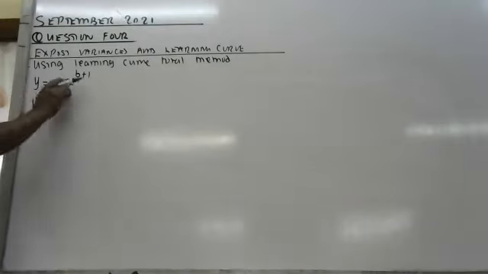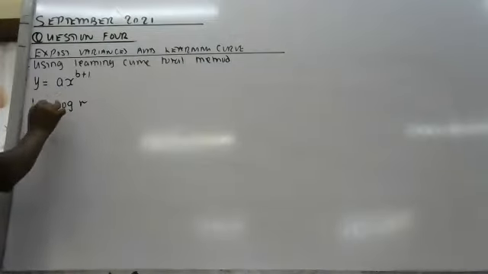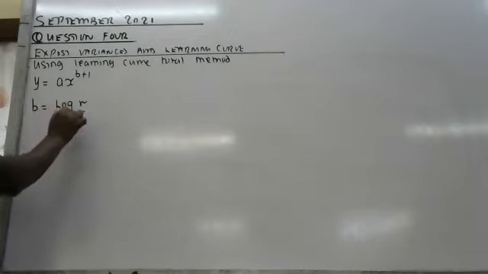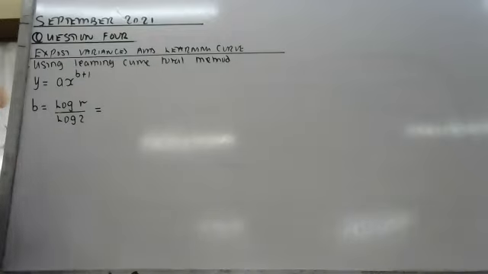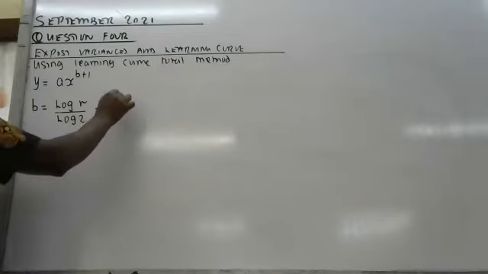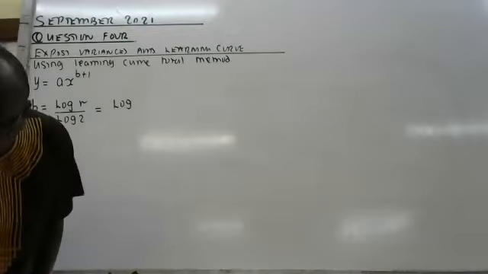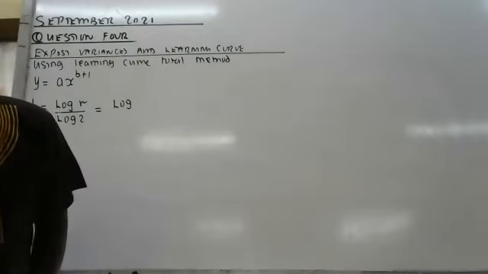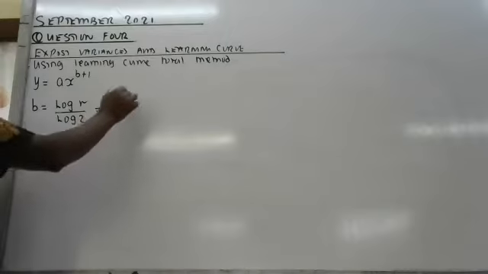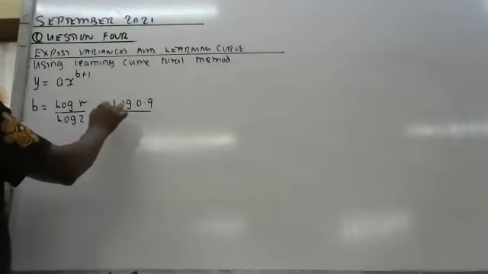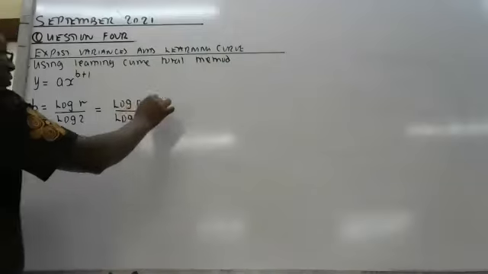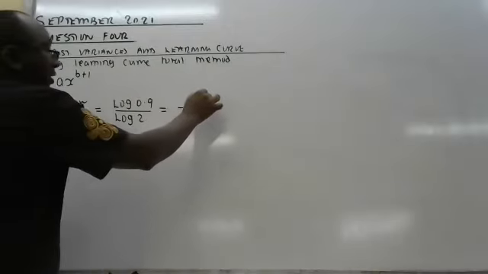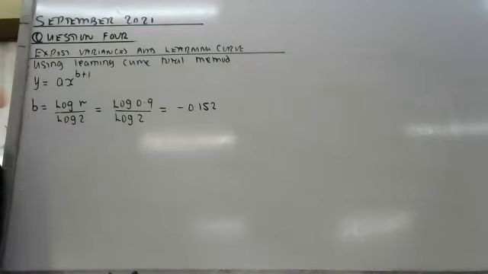Now we start identifying those items, and b, you know so well, is given as the log of r divided by the log of 2. Now, the log of r, we are told the running curve, according to the question, is 90%. So log of 0.9, divided by the log of 2. Now confirm whether this is minus 0.152.